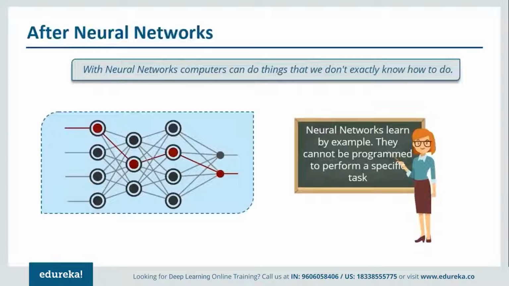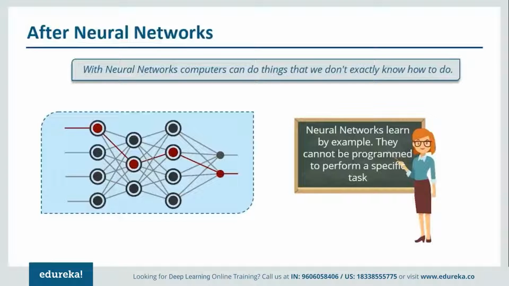So neural networks basically process information in a similar way the human brain does. And these networks, they actually learn from examples. You cannot program them to perform a specific task. They will learn from their examples, from their experience. So you don't need to provide all the instructions to perform a specific task. And your network will learn on its own with its own experience. Alright, so this is what basically a neural network does.